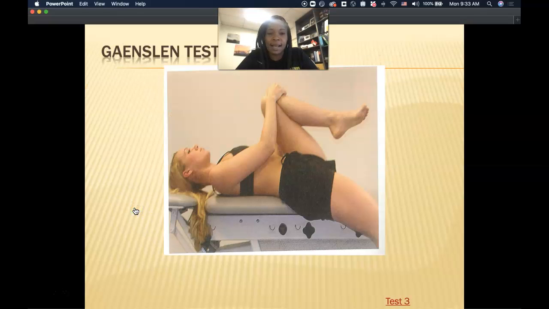The Gainesland's test, patient is supine. Typically you will grab the limb that is not injured and hang the limb that is injured off the edge of the table. Now imagine a clinician sitting right here and applying a downward force to that knee. What are we doing to that SI joint? We're compressing it, right? So we cause pain in the SI joint. So again, these are pain provocation tests essentially.